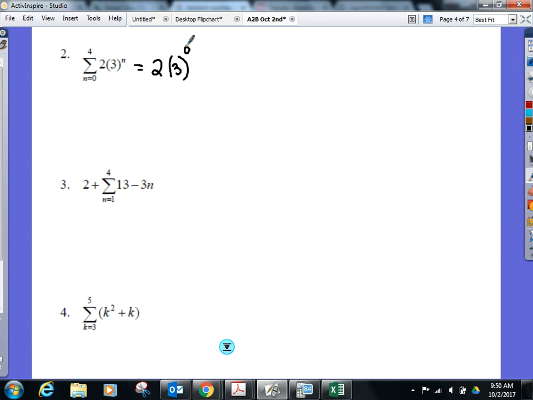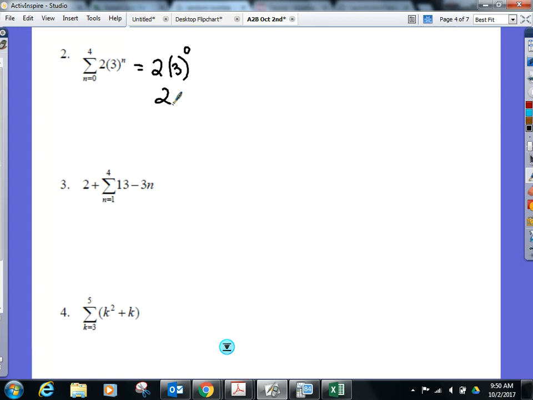0. And that'll give me 2 times 3 to the 0. Make sure you do your exponents first. Anything to the 0 is? 1 times 2, 2.